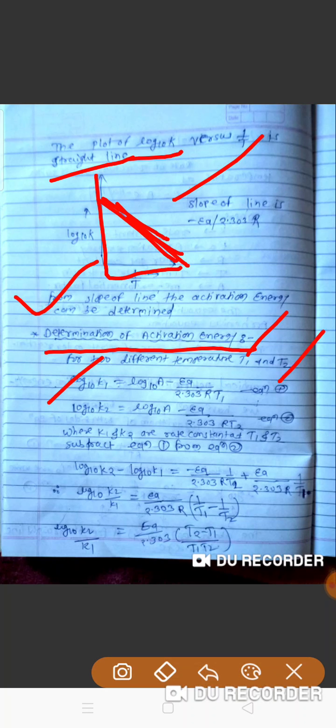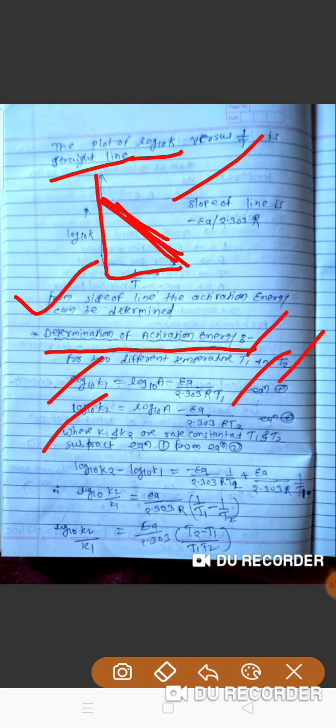equation 1. And we can also write log to the base 10 K2 for temperature T2: log to the base 10 A minus Ea upon 2.303 R T2, equation 2. Here K1 and K2 are the rate constants at two different temperatures T1 and T2. Subtract equation 1 from equation 2.